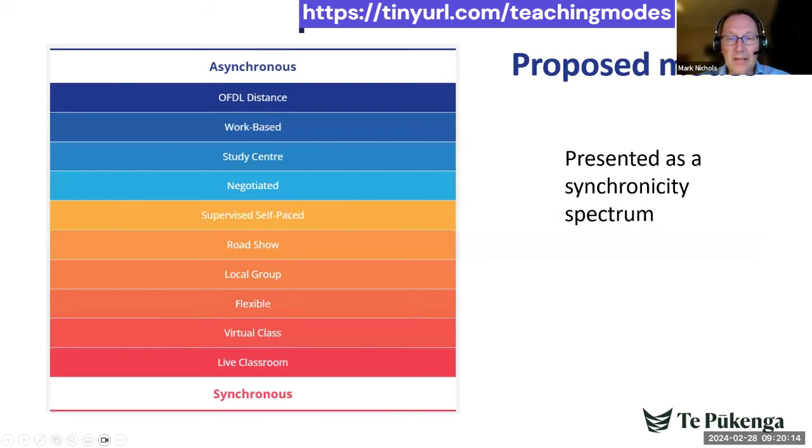Here's another way of viewing the 10 modes, this time in some sort of synchronicity spectrum. So those in blue here have more in common than those in red, and vice versa, because the underlying assumptions of teaching and learning are either synchronous or asynchronous.